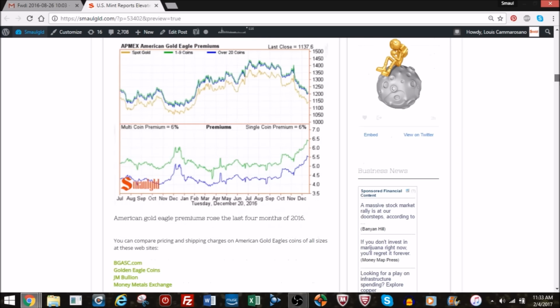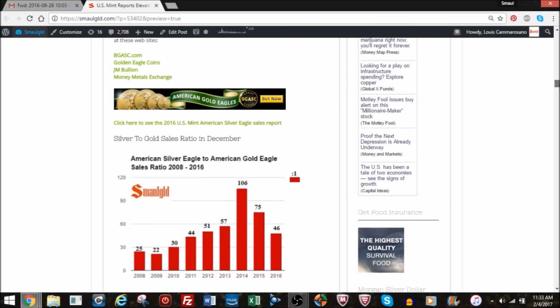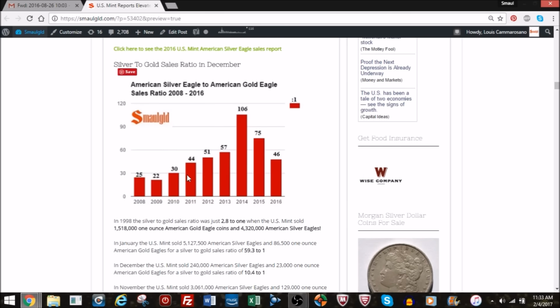Okay, now let's look at the silver to gold sales ratio. As I mentioned, something I like to watch. Gold tends to be the go-to metal in a crisis. Silver tends to be the metal that people buy when it's cheap. And that's what happened in 2013-14. You can see as the price dropped, people bought more silver than gold. Even though gold dropped, silver dropped more.